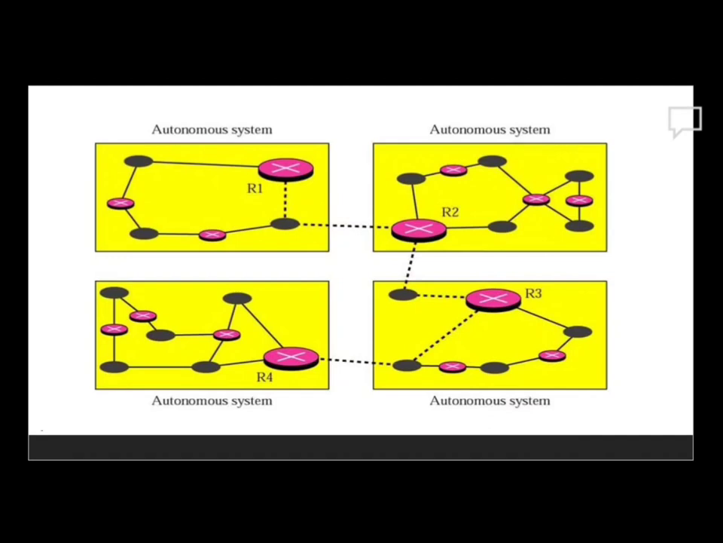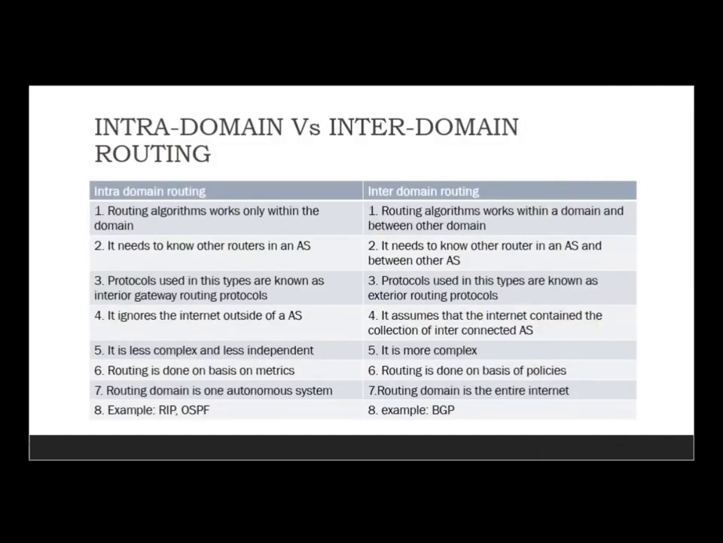In this diagram, we can see that there are different autonomous systems. In the first diagram, router 1 is connected to networks in a domain only, so it is called intradomain routing. And there are different autonomous systems. So router 1 is connected to router 2, router 3 and router 4 also. They are connected in a domain, and in other domains also. So it is called interdomain routing. Now we will see the difference between them.